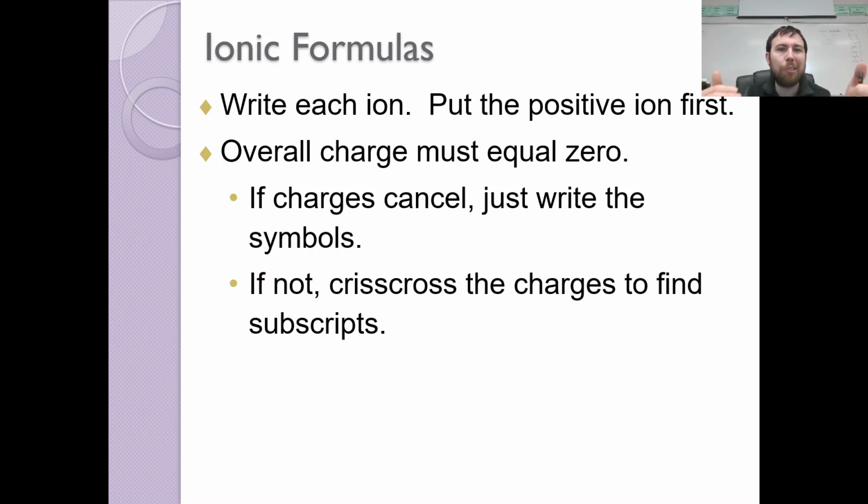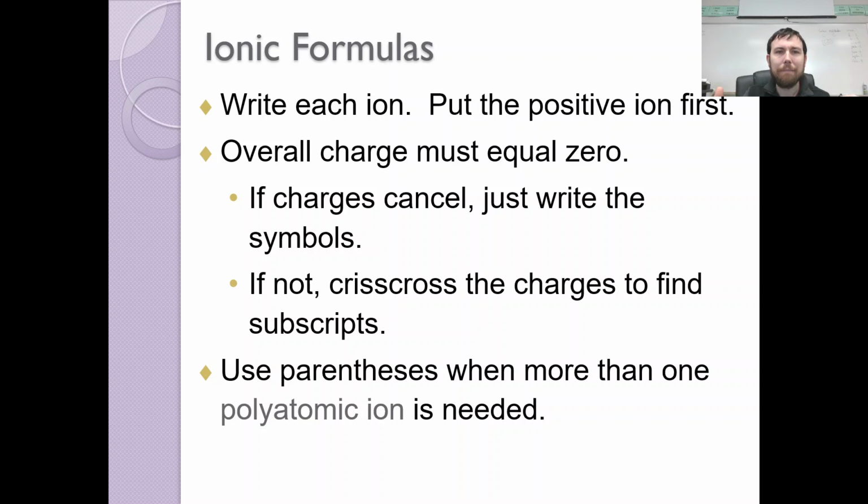If you run into a situation where the charges don't cancel out, so let's say you've got a plus 2 and a minus 1, well, plus 2 and minus 1 gives us plus 1 left over. We need that to cancel out. So what we're going to do is take the numbers of the charges, crisscross them, and make them the subscripts for the opposite element. By crisscross, I simply mean you're going to move them over and make them the subscripts. We'll walk through an example so we'll see that in action.